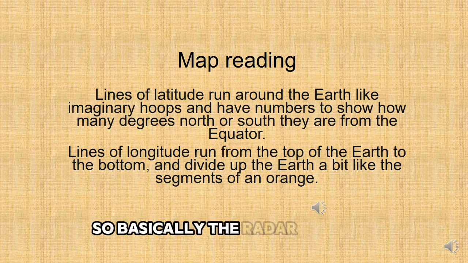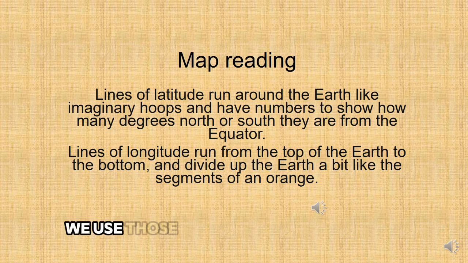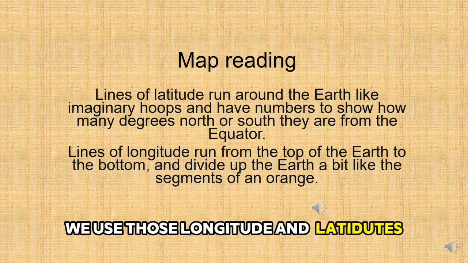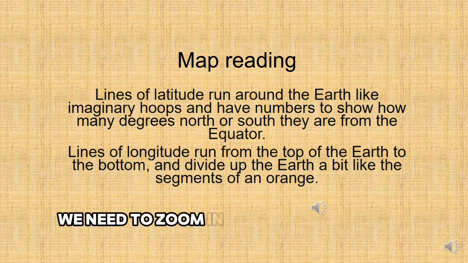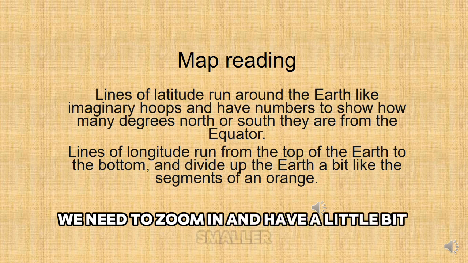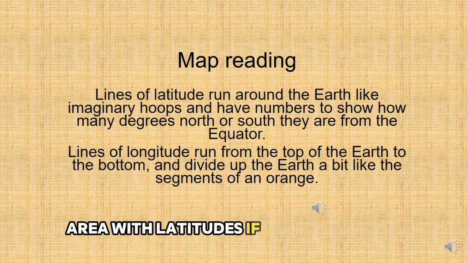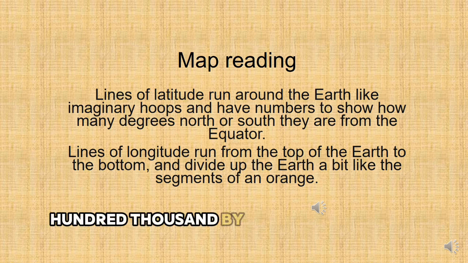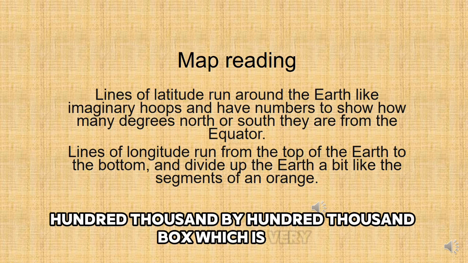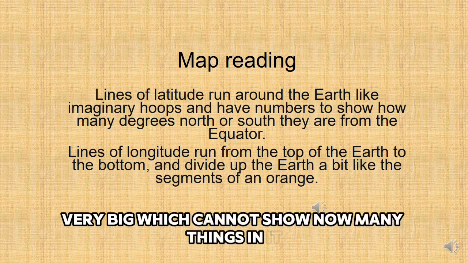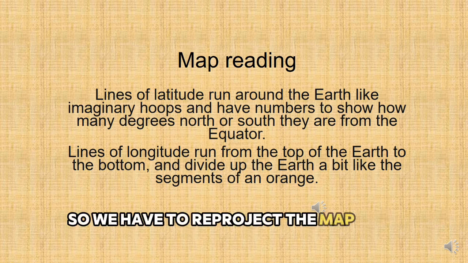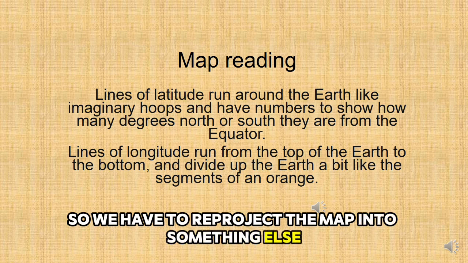So basically, the radar will use those longitudes and latitudes, but for other uses of manual maps, we need to zoom in and have a little bit smaller area, because the boxes which latitudes make can give us about 100,000 by 100,000 box, which is very, very big, which cannot show many things in it. So we have to reproject the map into something else.